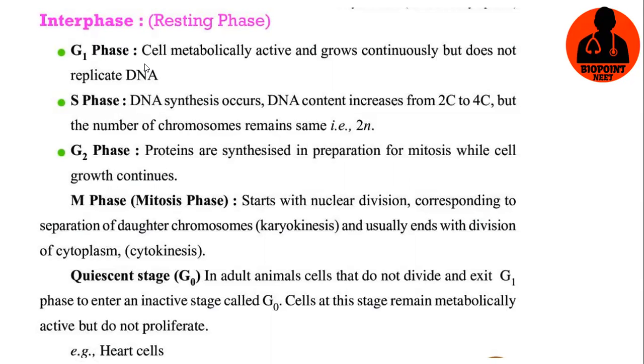Interphase. We are going to start with the topic of cell division. Interphase or resting phase. As we have all discussed, a cell cycle consists of two main phases. That is an interphase or a resting phase, and the second one is the mitotic phase or the M phase. So why is this interphase known as the resting phase? Because no cell division occurs in this interphase. Therefore, it is known as the resting phase.